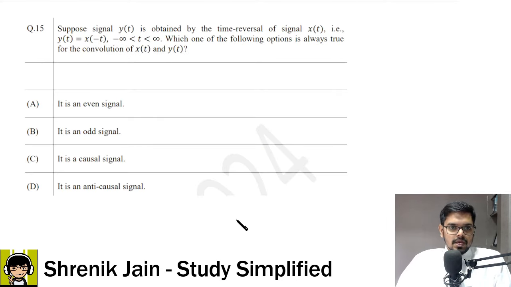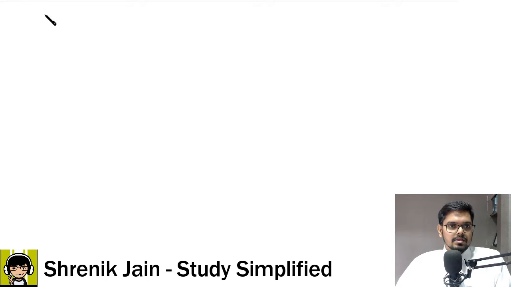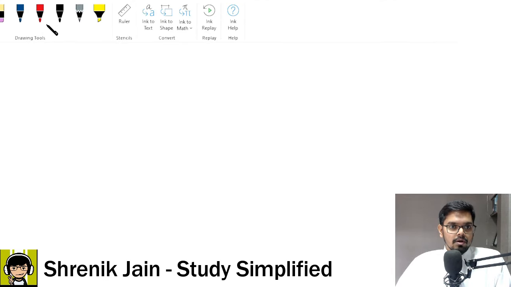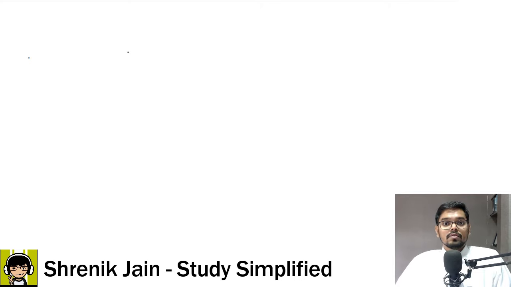Very first question. Suppose signal y of t is obtained by the time reversal of signal x of t, that is y of t is equal to x of minus t, where t is going from minus infinity to plus infinity. Which one of the following options is always true for the convolution of x of t and y of t? A, B, C or D? Correct answer is option A. You know why? Because they are saying you have to comment on what? Convolution of x of t and y of t.